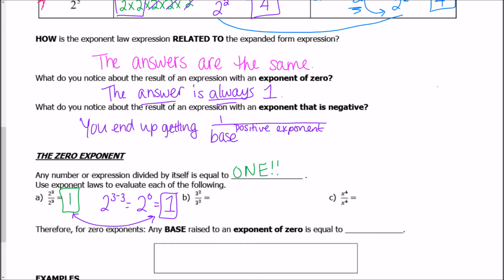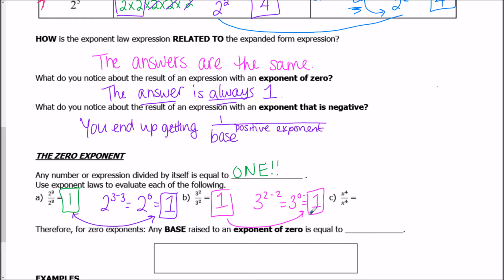Okay? For our next one right here, 3 to the power of 2 divided by 3 to the power of 2, we get the same number on top and on the bottom, so they're the same answer. So I should get 1. But let's use the exponent rules. 2 minus 2 is 0, so 3 to the power of 0, I still get the same answer of 1.